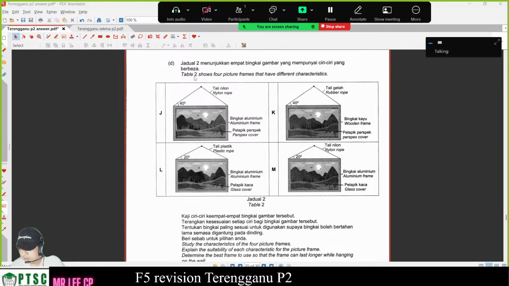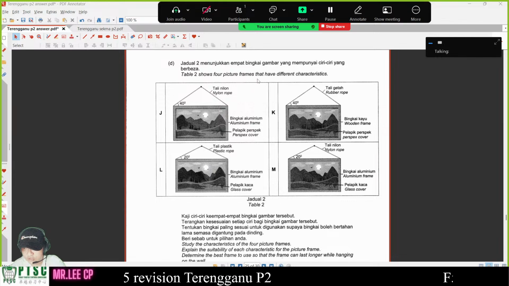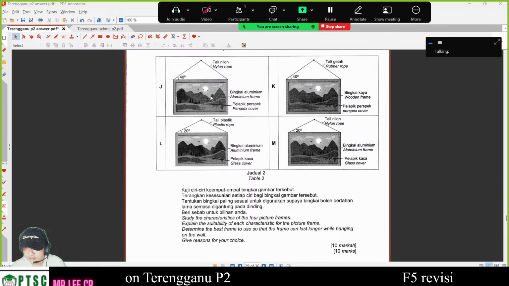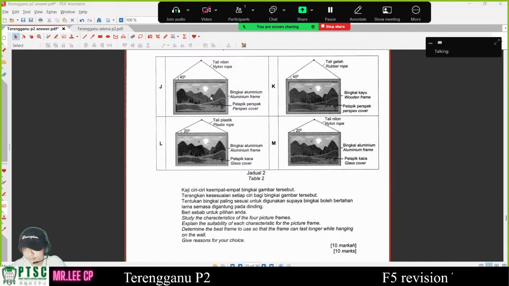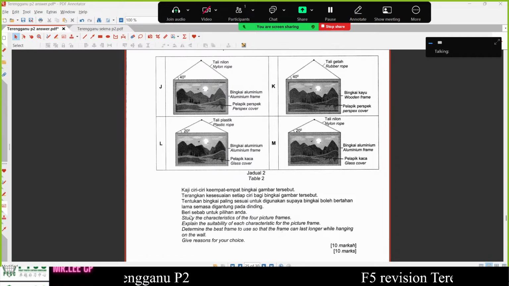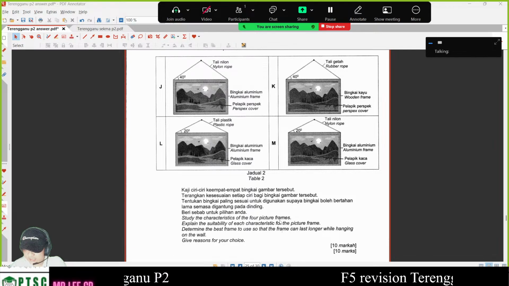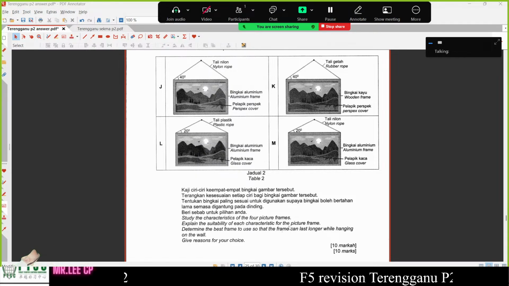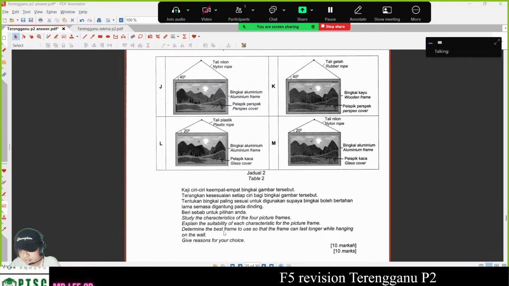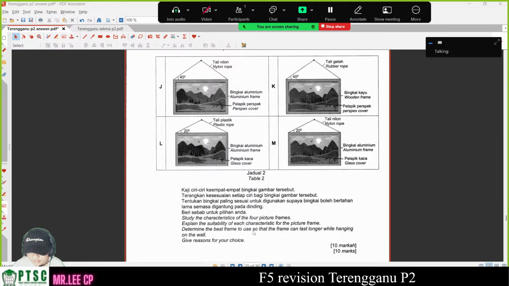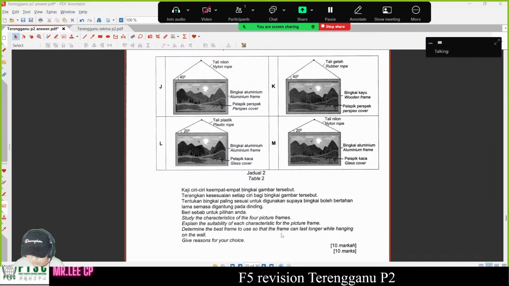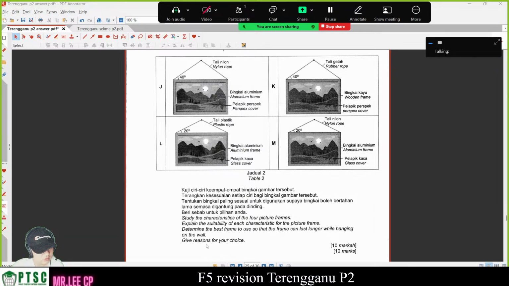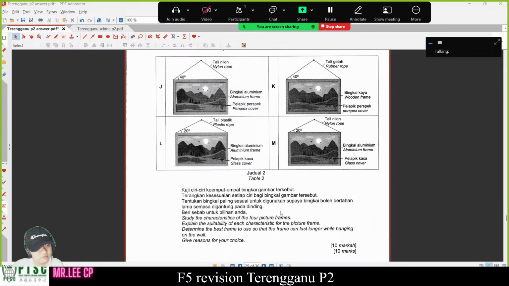Now, Table 2 shows 4 picture frames that have different characteristics. Study the characteristics of the picture frame. Explain the suitability of each characteristic of the picture frame. Determine the best frame to use so that the frame can last long while hanging on the wall. Give the reason for your choice.